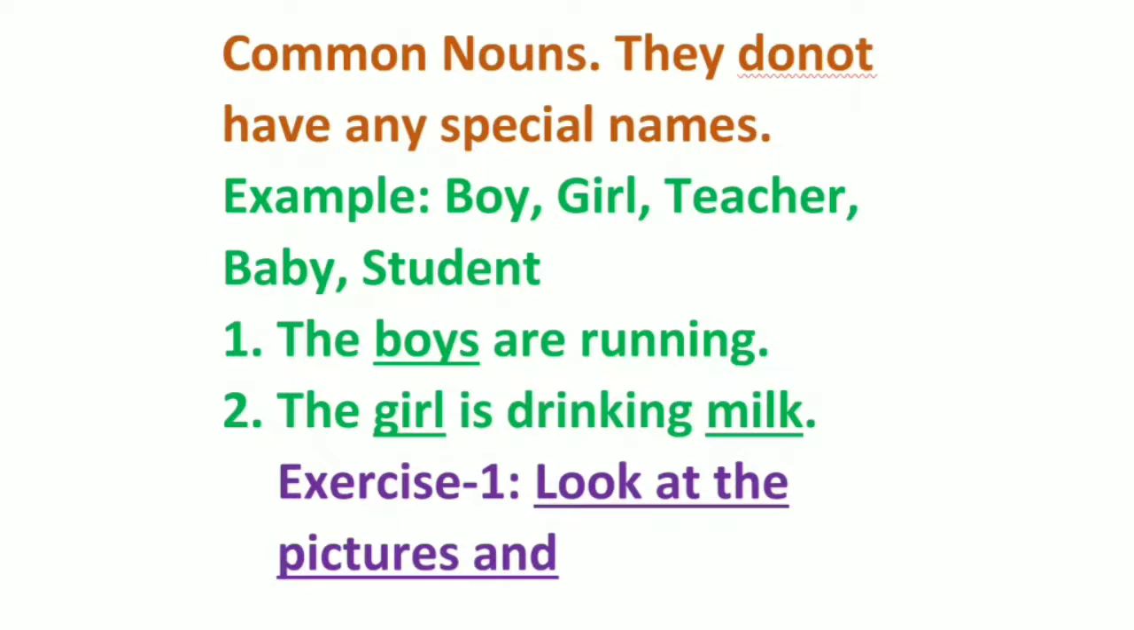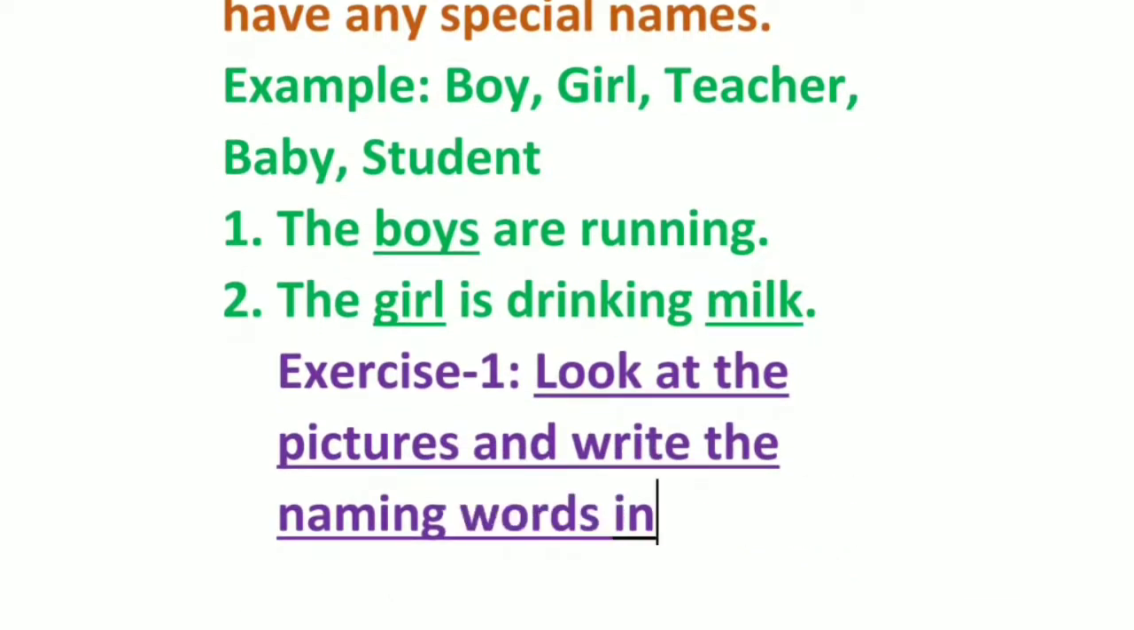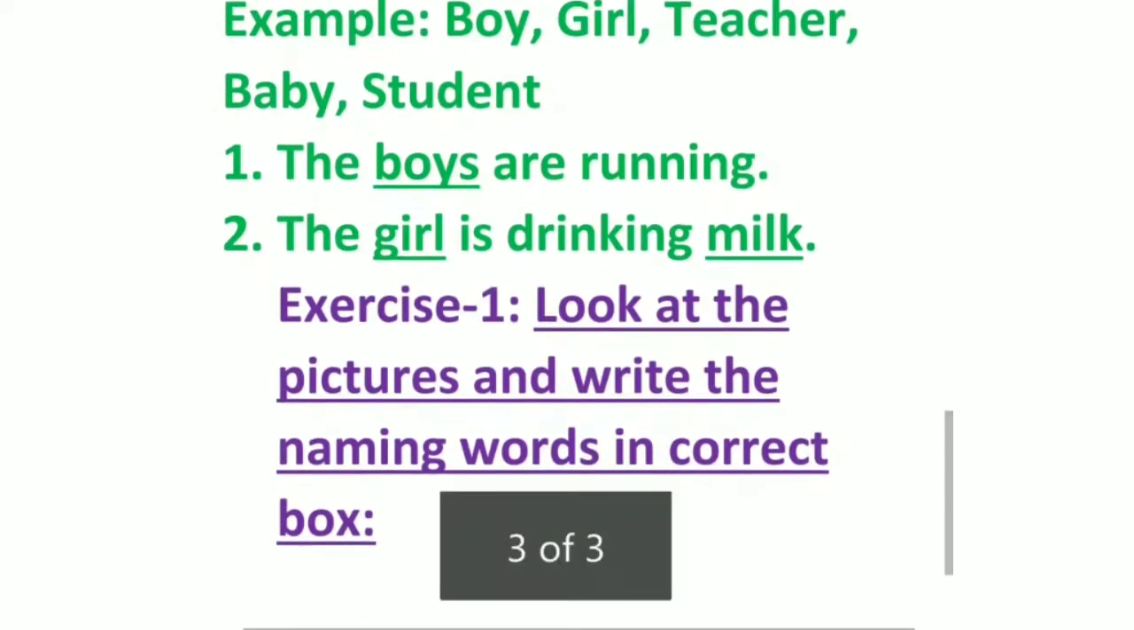Now we will go to exercise 1. What is there in exercise 1? We have to look at the pictures and write the naming word of that picture in the correct box. Is it easy? Definitely it is, when you see the picture. So I think we are ready. Let's start.